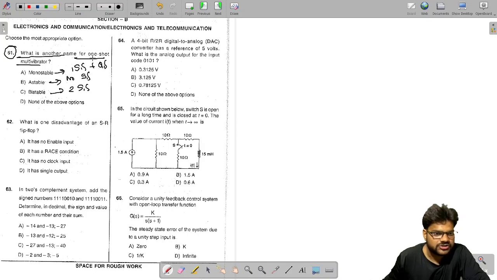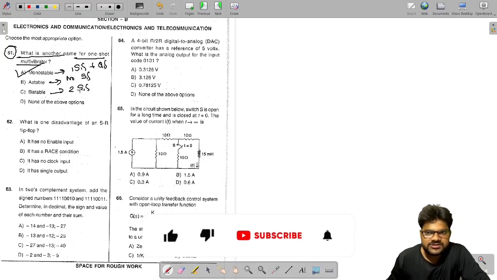So the question is for one shot multivibrator. One shot means it has one stable state, so that is monostable. So the correct option is monostable. This was a theoretical question from the analog circuit multivibrator topic.